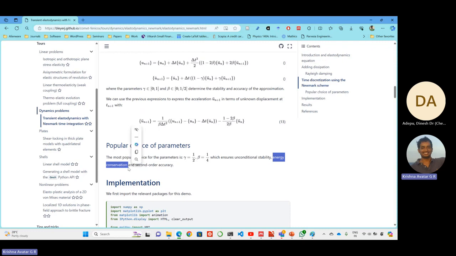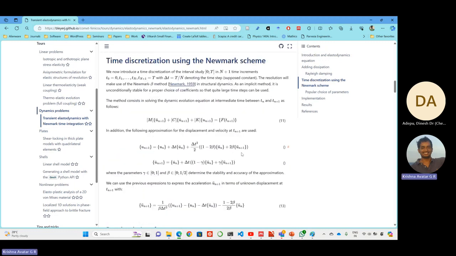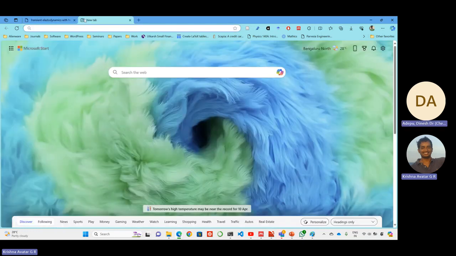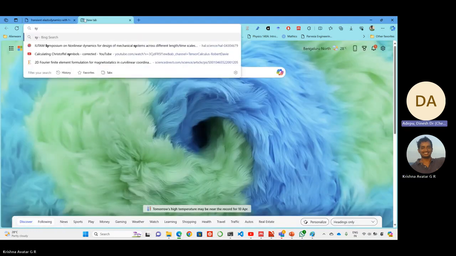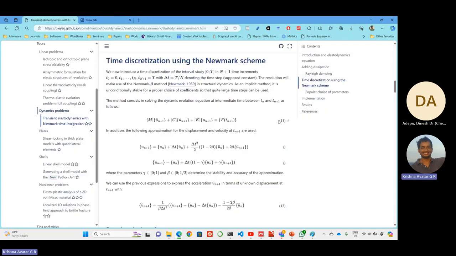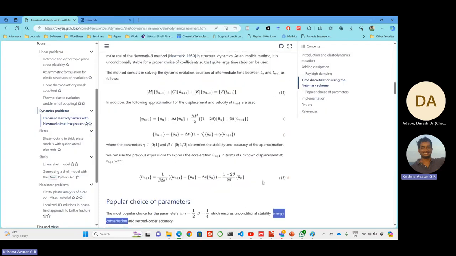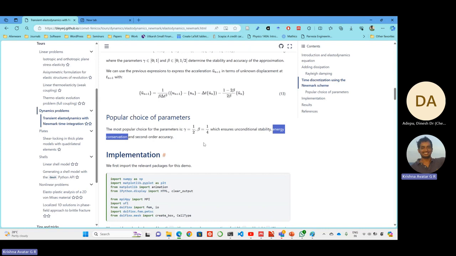The reason is because the method is second order accurate only. So if you want to conserve energy, there are methods known as symplectic integrators. I hope you have heard of this. Symplectic integrators are the way to go if we really want to conserve our energy during our simulation.